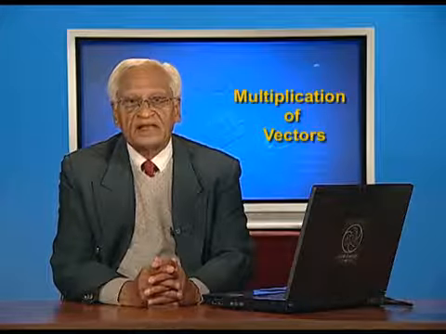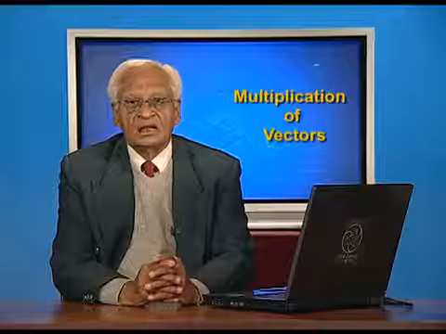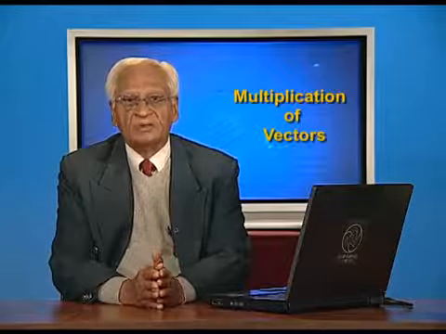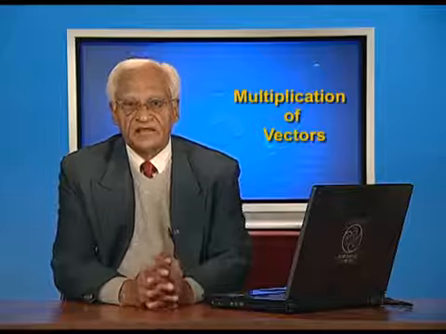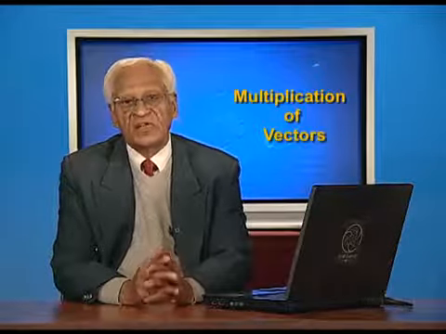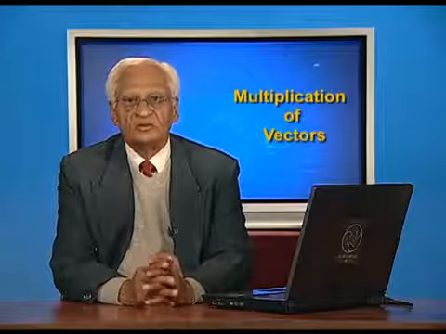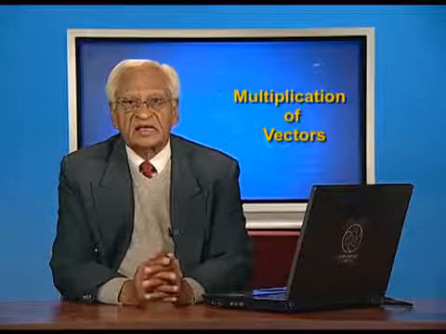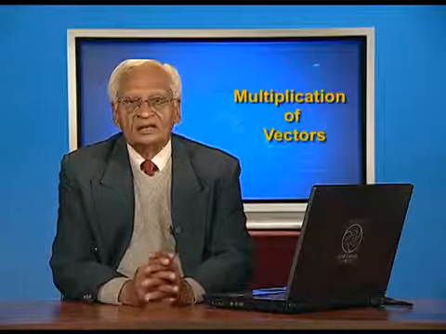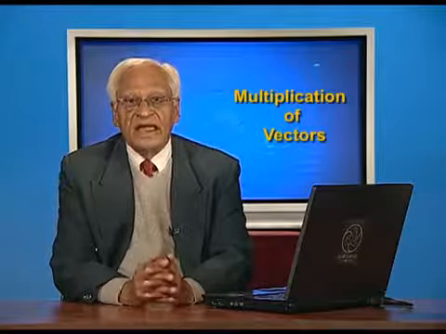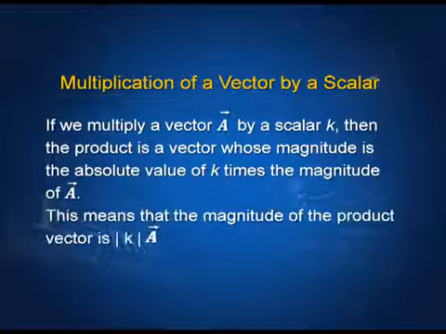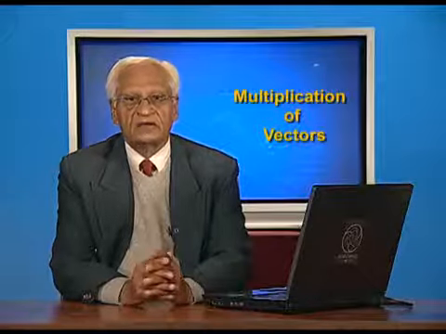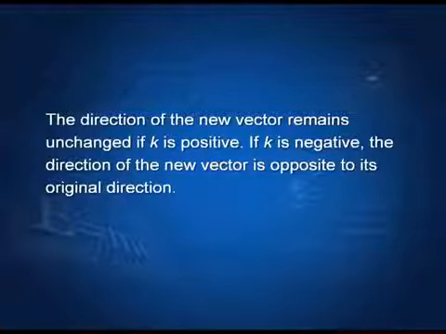You remember, when I say absolute value, I mean both negative and positive have been reduced to positive. That is, if k is minus 3, its absolute value is 3. If k is plus 3, even then its absolute value is 3. So, when I multiply a vector A by a scalar k, then the magnitude of the vector is increased k times. That means, the magnitude of the new vector is k times the magnitude of the vector A, and the direction of the new vector remains unchanged if k is positive.